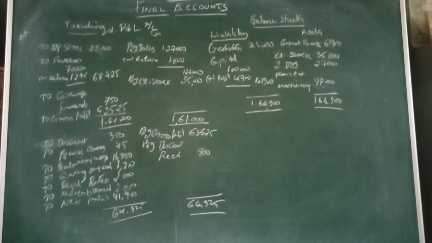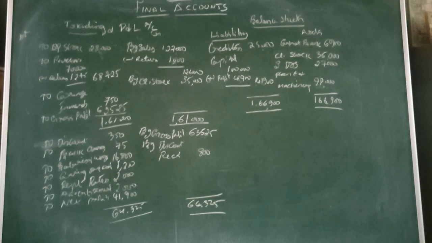Then you balance this account, first the trading account, then second the P&L account. If you balance the trading account, you will get the difference. If you get the difference on the debit side, that difference is taken as gross profit. The same gross profit should be carried over to the P&L account, credit side. And if you get the difference on the debit side of the P&L account, that amount is named as net profit. That net profit should be carried over to the liability side, and it should be added with the capital in the liability side of the balance sheet.